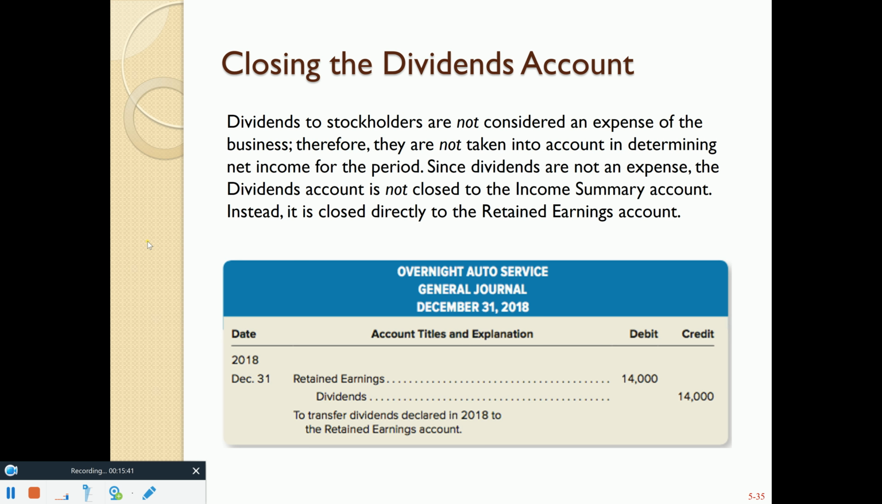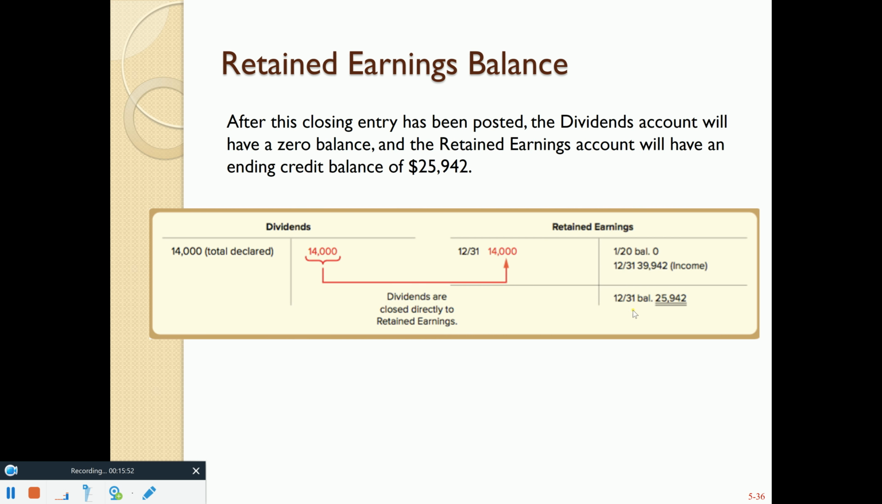And the last closing entry is to close out dividends. Dividends have a debit balance, so I will close them with a credit, and the debit goes to retained earnings. That is the D in the RED. All right, so retained earnings, once again, we started with 0. We added for the R minus the E, and then we subtracted for the D, the dividends. And there's your running balance. And the next question is, do you remember this number, the $25,942? Hopefully you do, because that was the amount on the balance sheet. It's all connected.